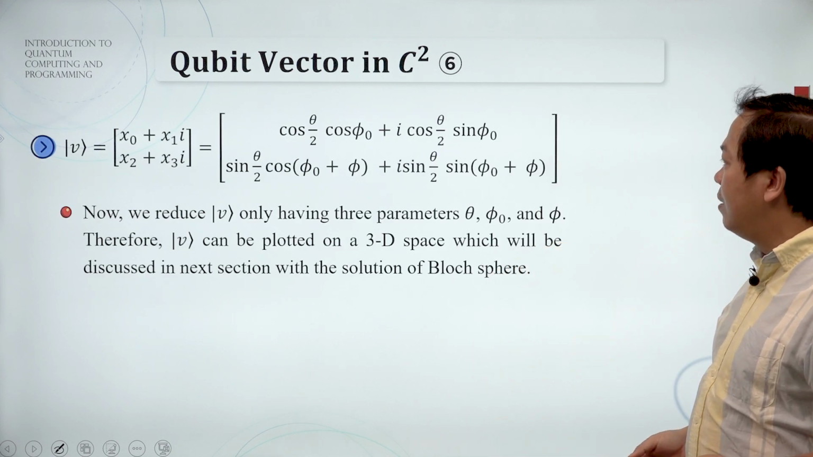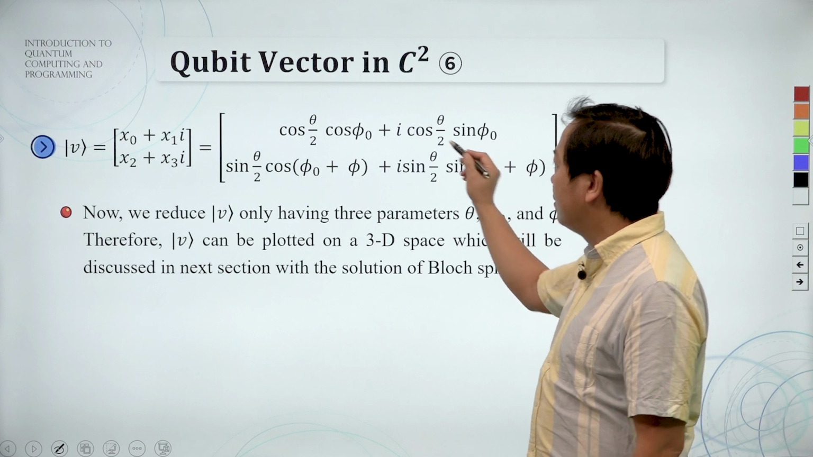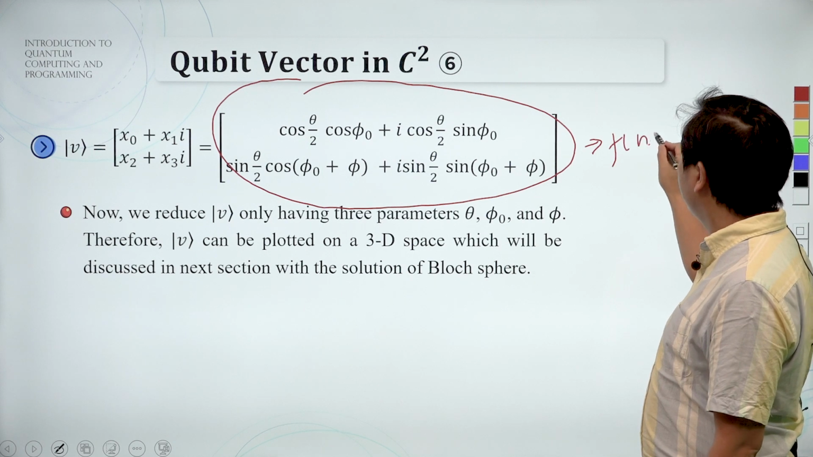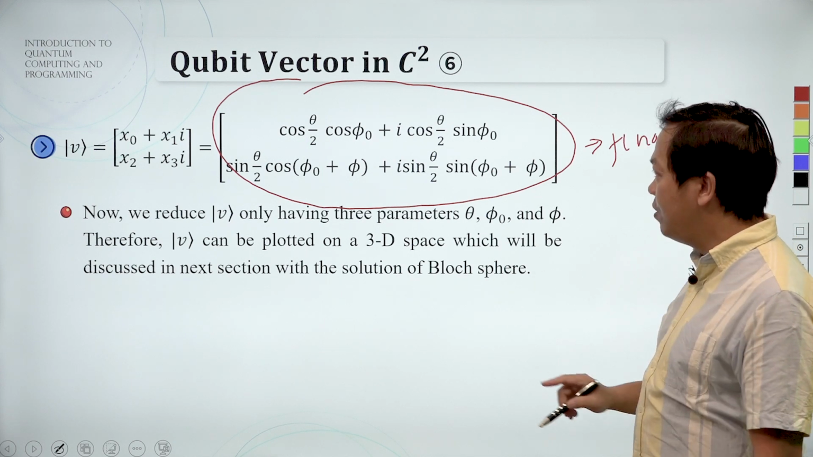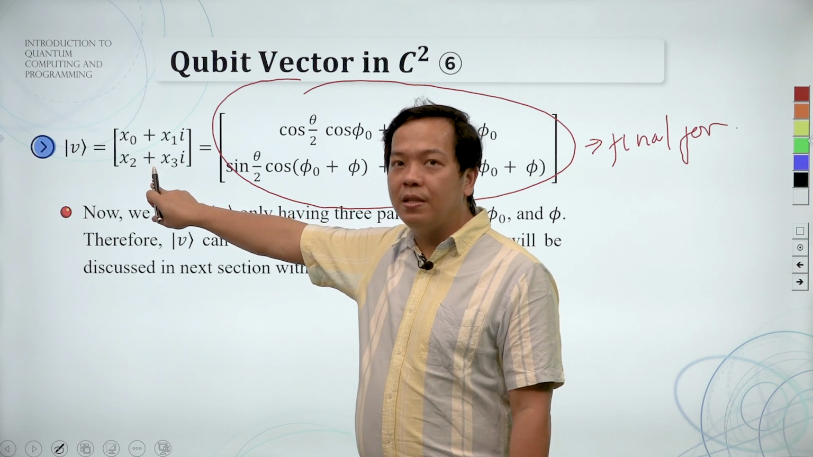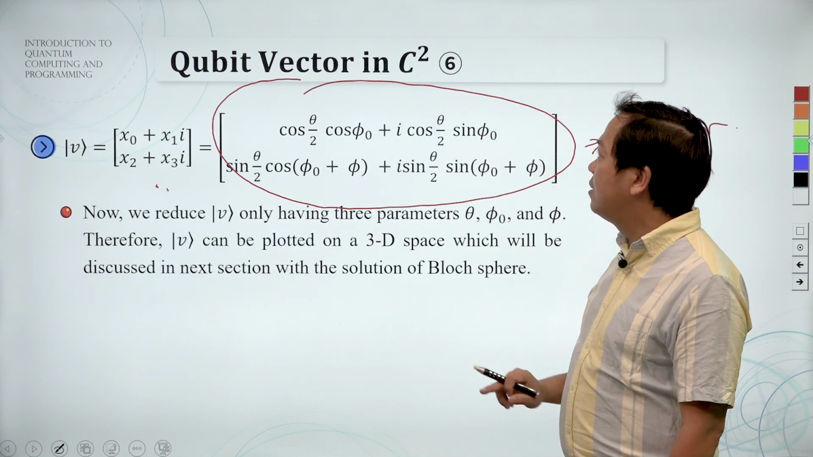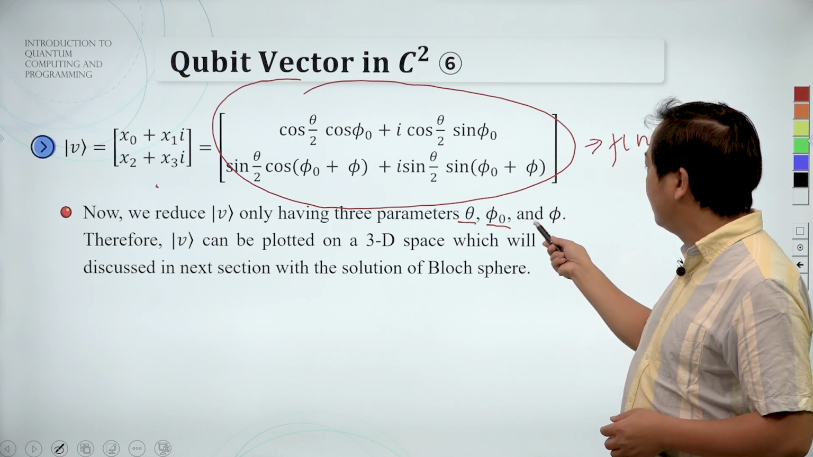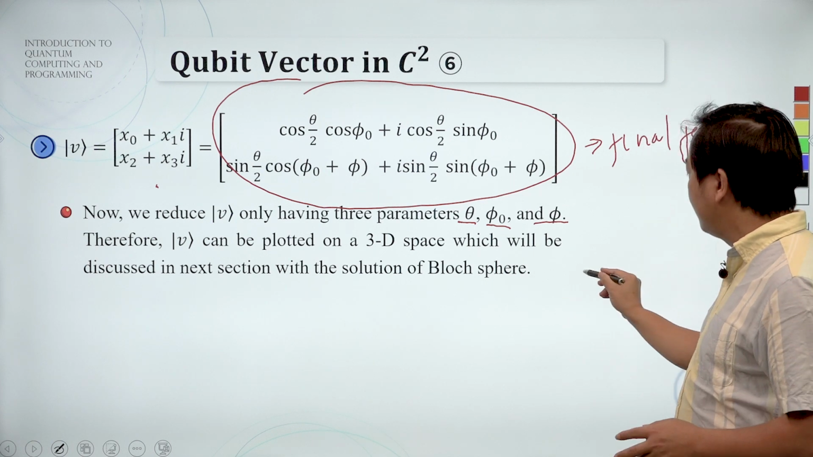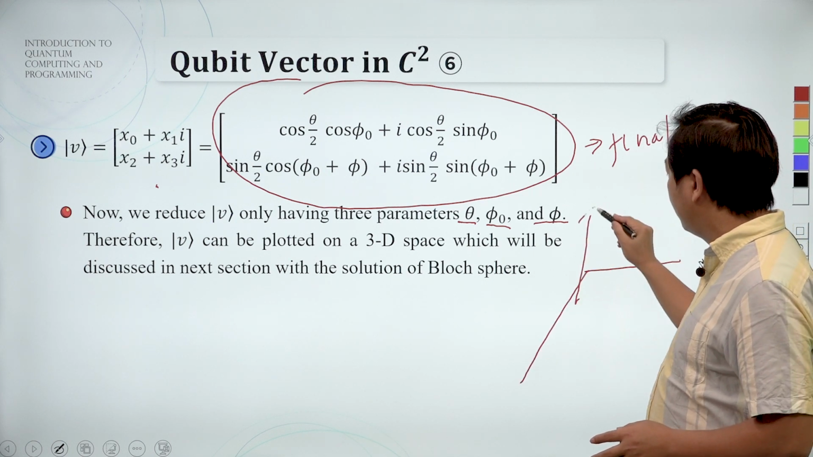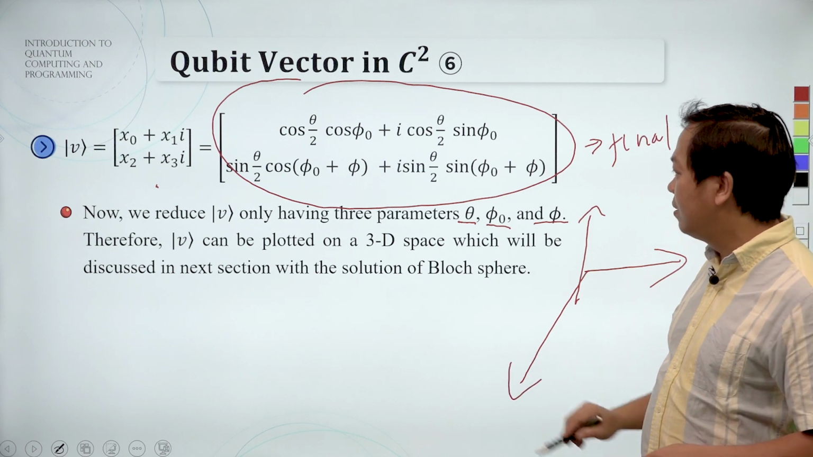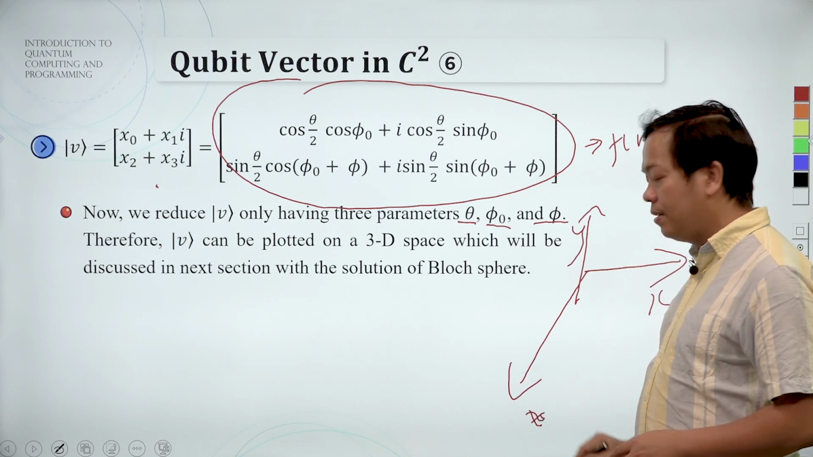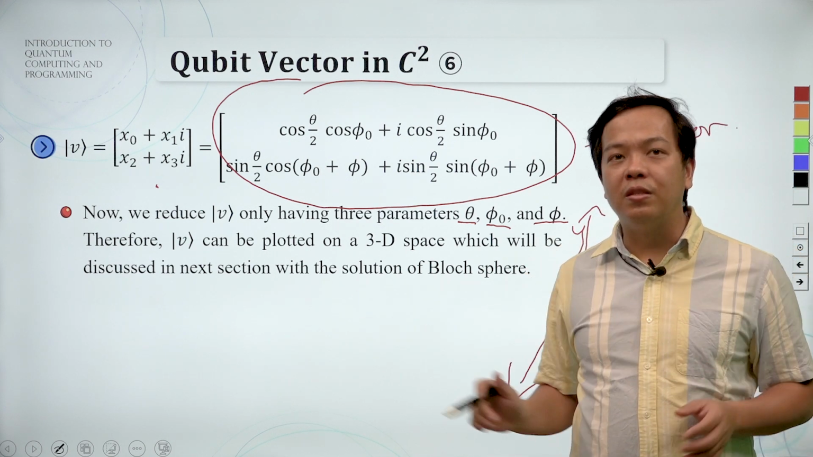And for the qubit vector, now we have the final form. You can see the difference between the complex space and this qubit vector. In this form we only have 3 parameters. That means we can represent it in 3 dimensions, x, y, and z, right? In the future, that's equivalent to the sphere.